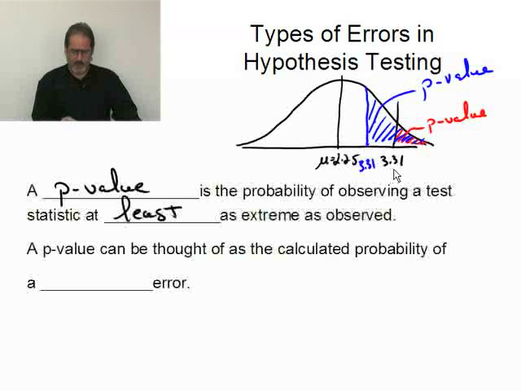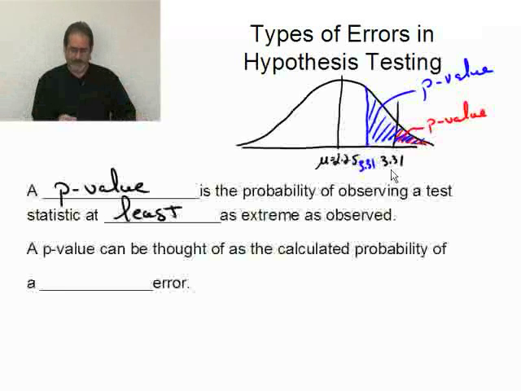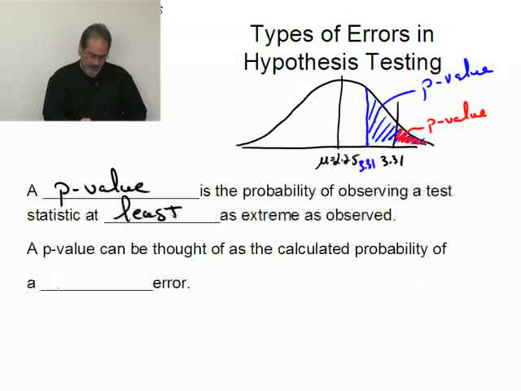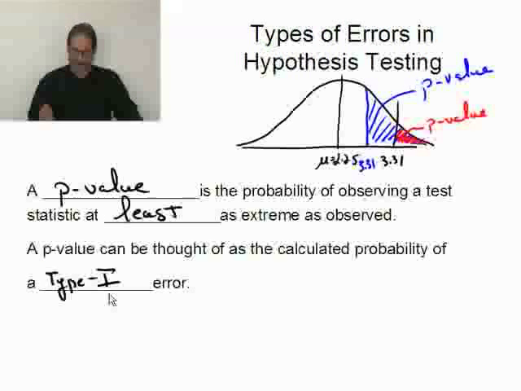Well, as 3.31 gets farther and farther away from 2.25 in terms of standard deviations, then this red probability, the probability that it's just by chance, gets smaller and smaller and smaller. So the probability of making a type 1 error gets smaller and smaller and smaller. That's why we think of the p-value as actually being the calculated probability of a type 1 error. That's the way we think of p-values. That's the way we actually use the p-value. Technically, they're not the same, but in practice, they really are.